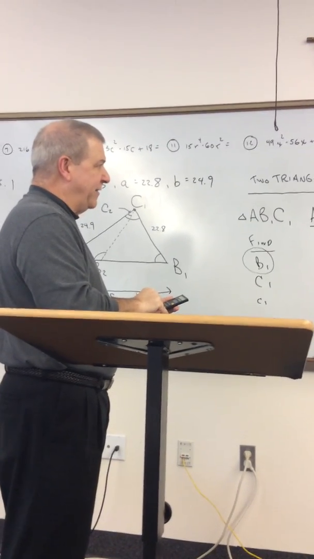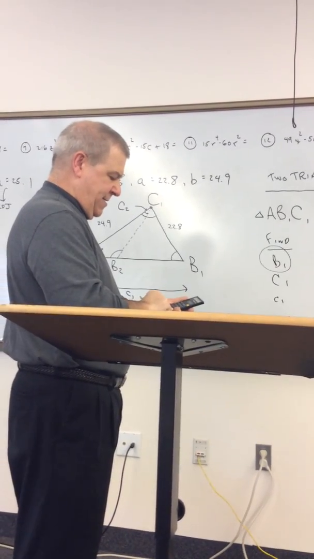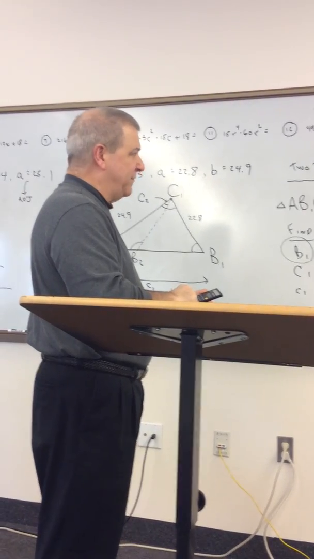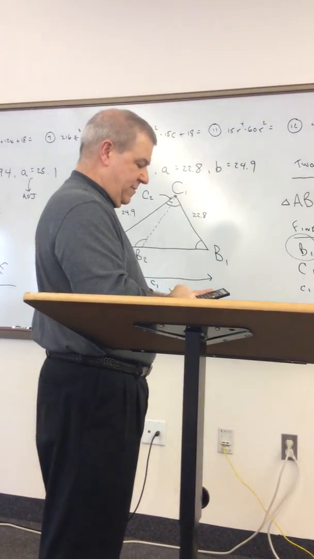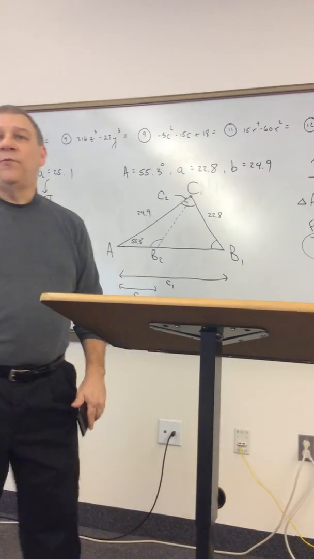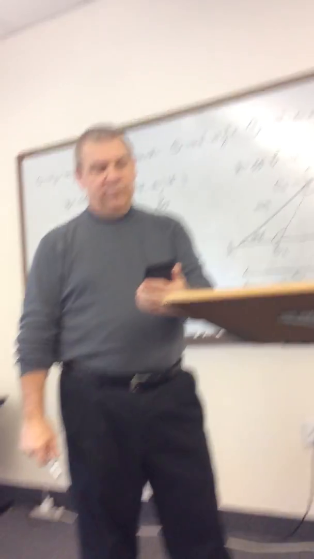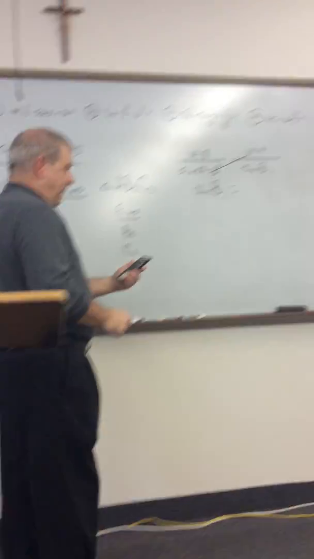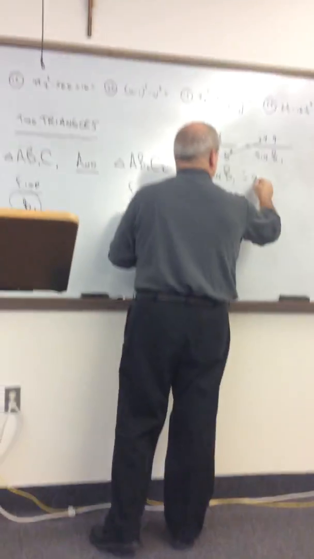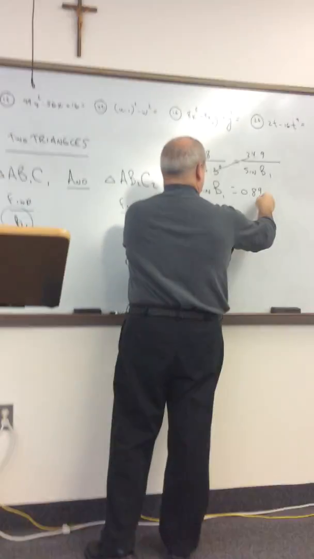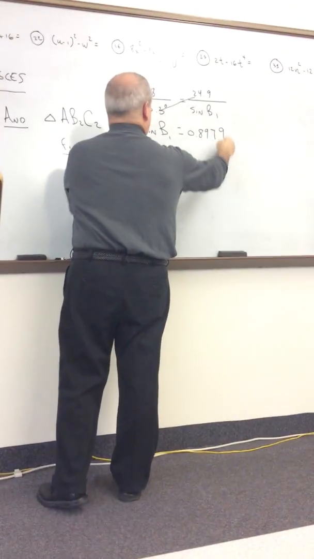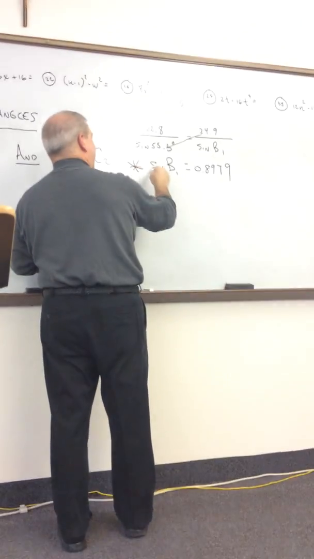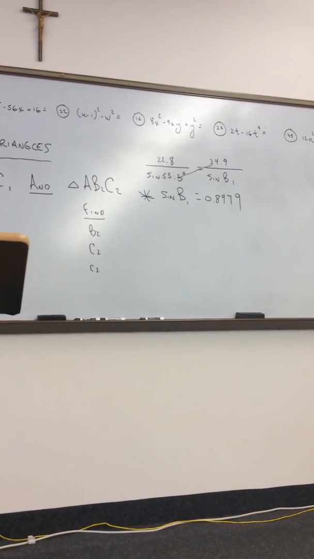55.3, sine of that, times 24.9, divided by 22.8. What do you got? 4-digit decimal. Point what? Ethan? 0.8979. Gentlemen, on a test, that must be written on the paper. Don't say I just got the angle and I took it off my calculator. It's got to match that.